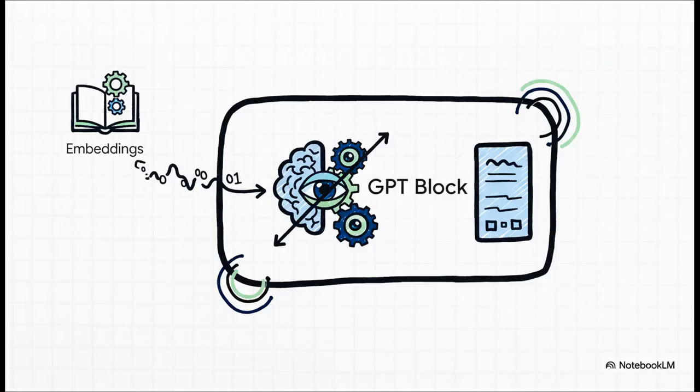So what's inside this block? Well, it's got a few key jobs. First, it has to convert words and their order into numbers the computer can actually work with. Then you get to the engine room, masked multi-head self-attention.